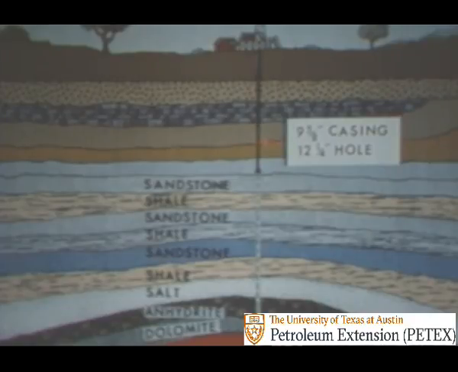The hole must penetrate, as labeled at left, sandstone, shale, more sandstone and shale, a layer of salt, a layer of anhydrite rock, and finally a layer of dolomite rock that caps the gas and oil.